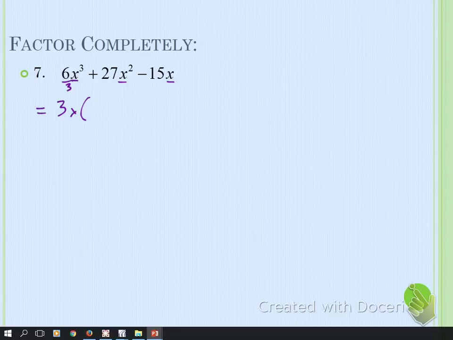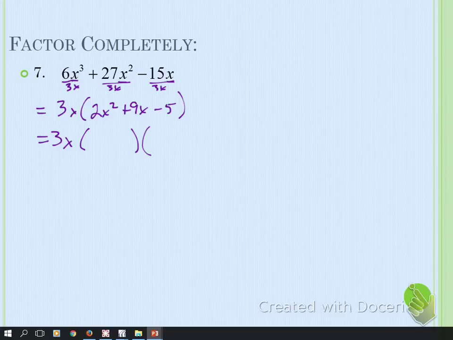So you're going to divide all these guys by 3x and get 2x squared plus 9x minus 5, and get that guy there. So bring down this 3x. Now we're going to make our parentheses. We're going to factor down the first term into 2x and x.